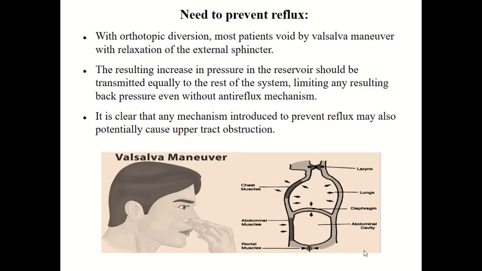Need to prevent the reflux. With the orthotopic diversion, most patients void by the Valsalva maneuver with relaxation of the external sphincter. The resulting increase in pressure in the reservoir should be transmitted equally to the rest of the system, limiting any resulting back pressure even without an anti-reflux mechanism. It is clear that any mechanism introduced to prevent reflux may also potentially cause upper tract obstruction, which could be prevented.